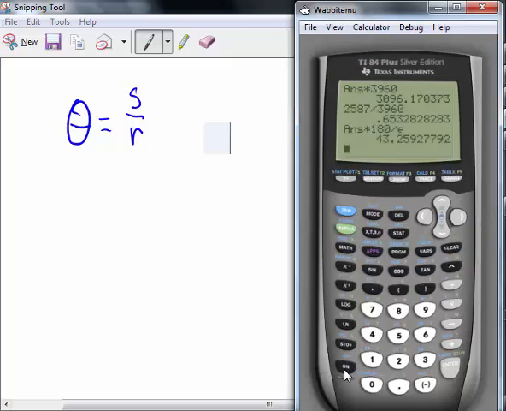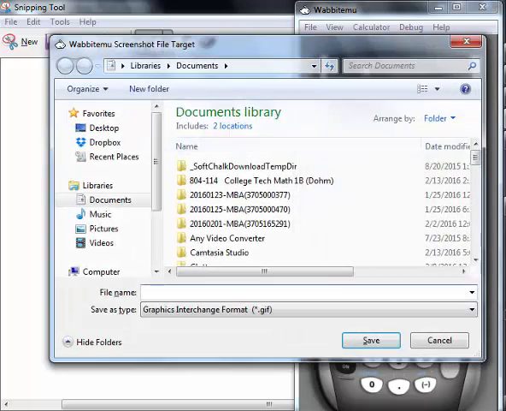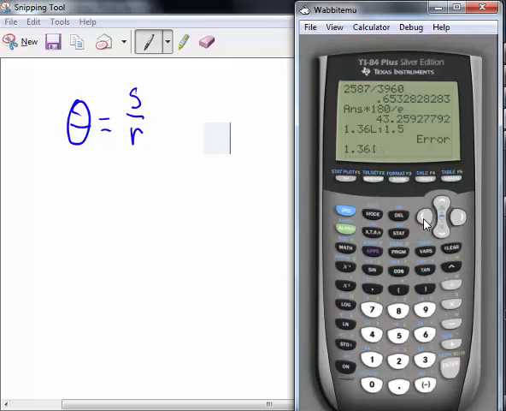we would take, we know the theta is 1.36 and the radius, so we would multiply those two. 1.36 times the radius, 11.5, and we get 15.64 is S.